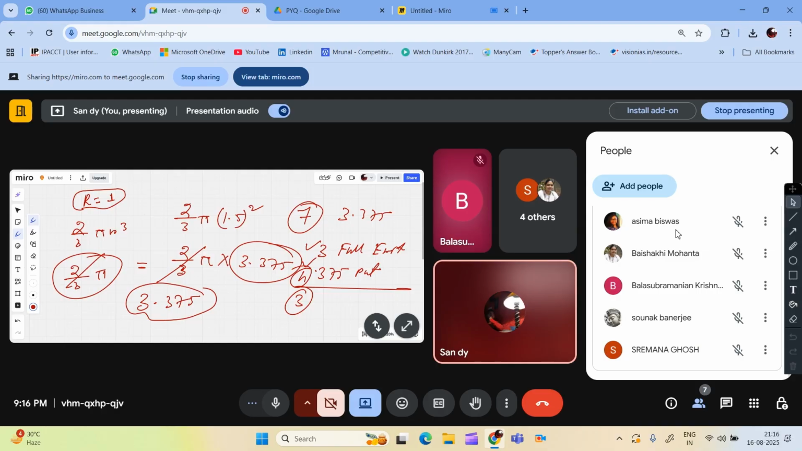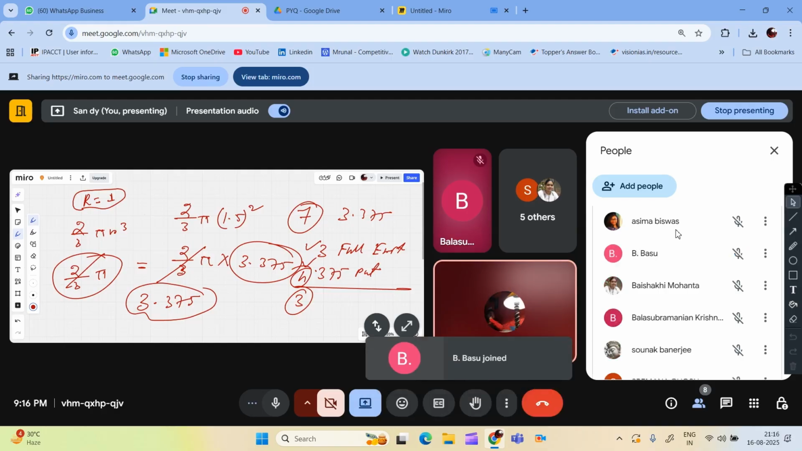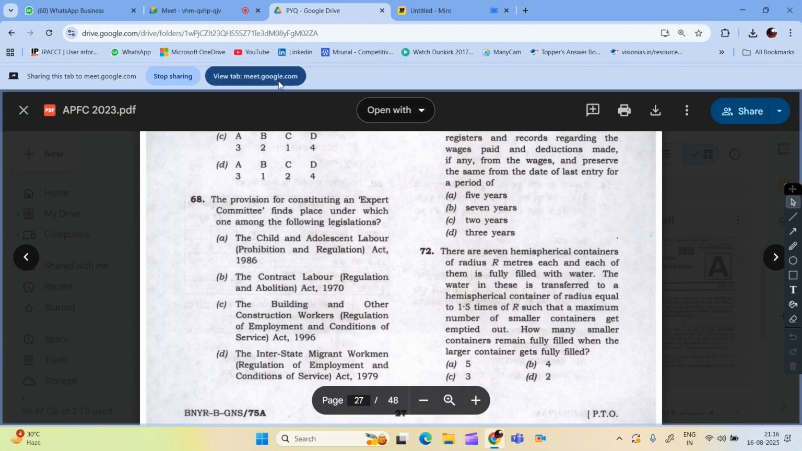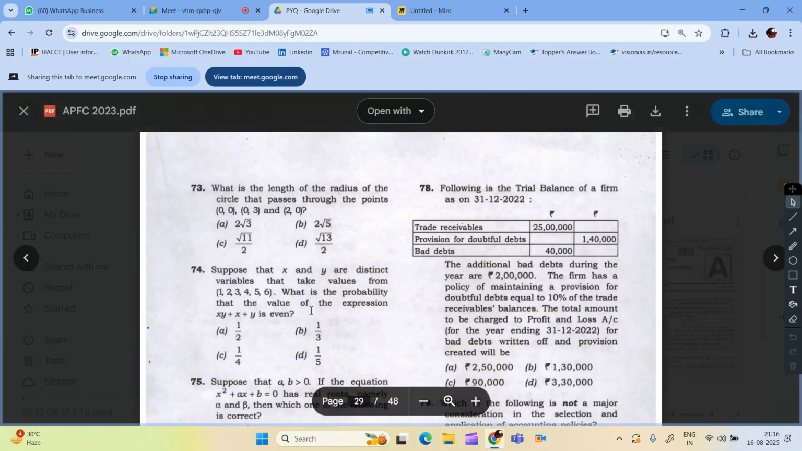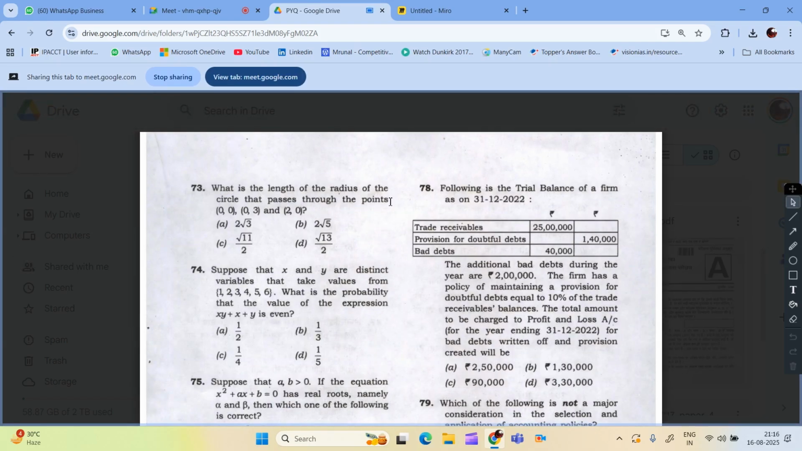Got it? Okay. Now let us come to the next question. They have asked a question on what is the length of the radius of the circle that passes through the point 0, 0. Radius of the circle they are asking, length of the radius of the circle. Okay, so this is a very unique question.